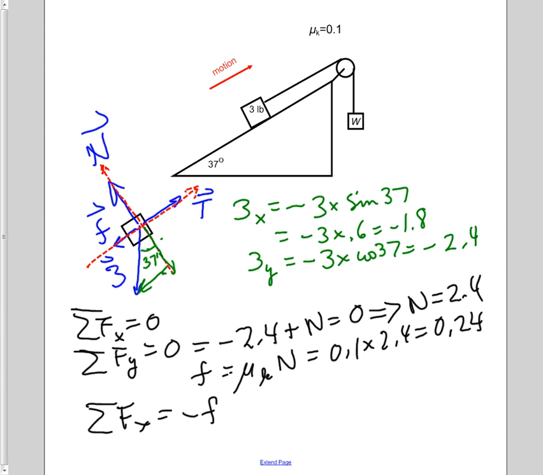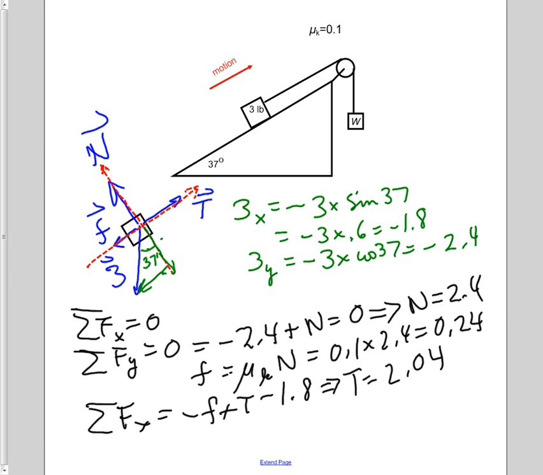Now we can say the sum of the forces in the x direction is minus F, because F is pointing in the negative x direction, plus T, minus W sub x, which is minus 1.8. Okay. So that tells me that T is equal to 1.8 plus F. F is 0.24, so it's 2.04 pounds.